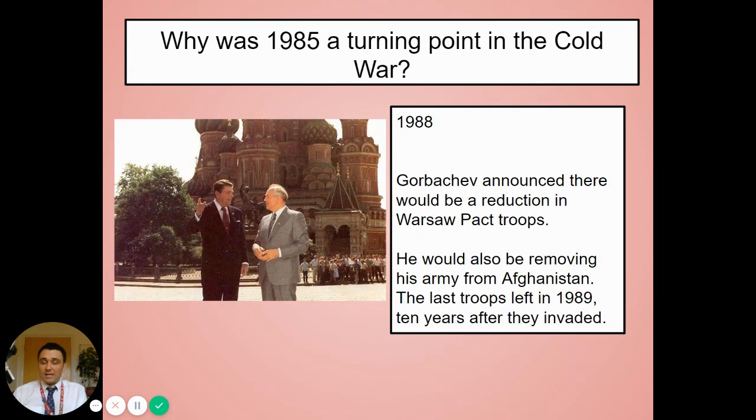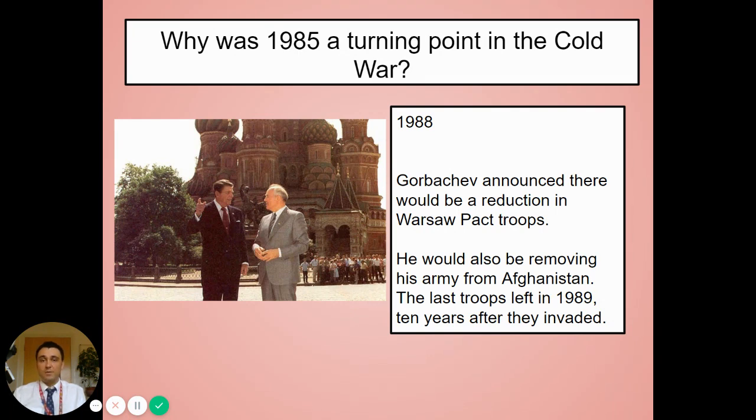In 1988, Gorbachev said there was going to be a reduction in the Warsaw Pact troops. He said that basically the armies in the satellite states would be reduced. Again, that saves Gorbachev money, just like reducing the amount of nuclear weapons did the previous year. And it also shows that the tension is decreasing.